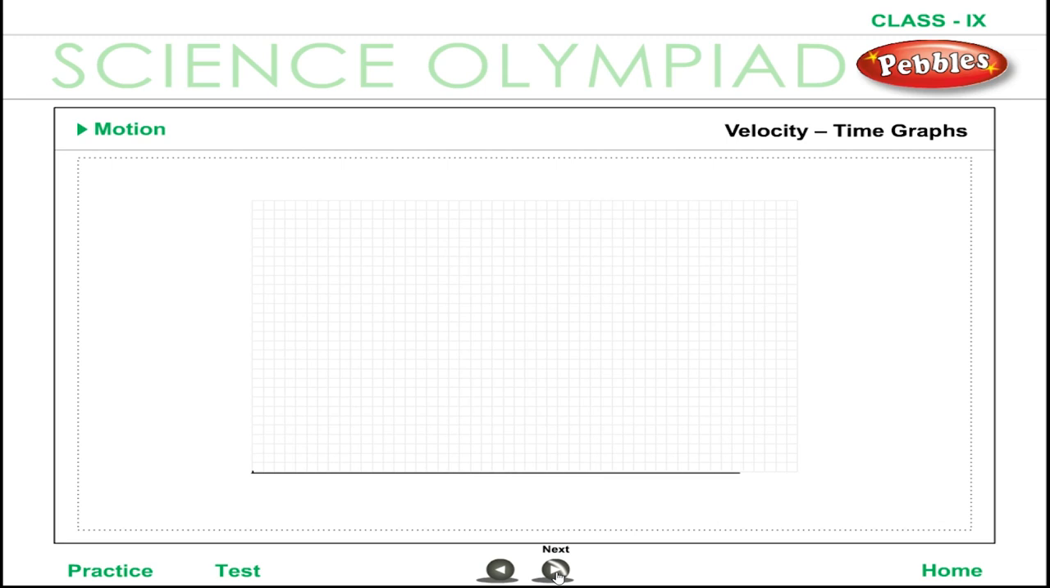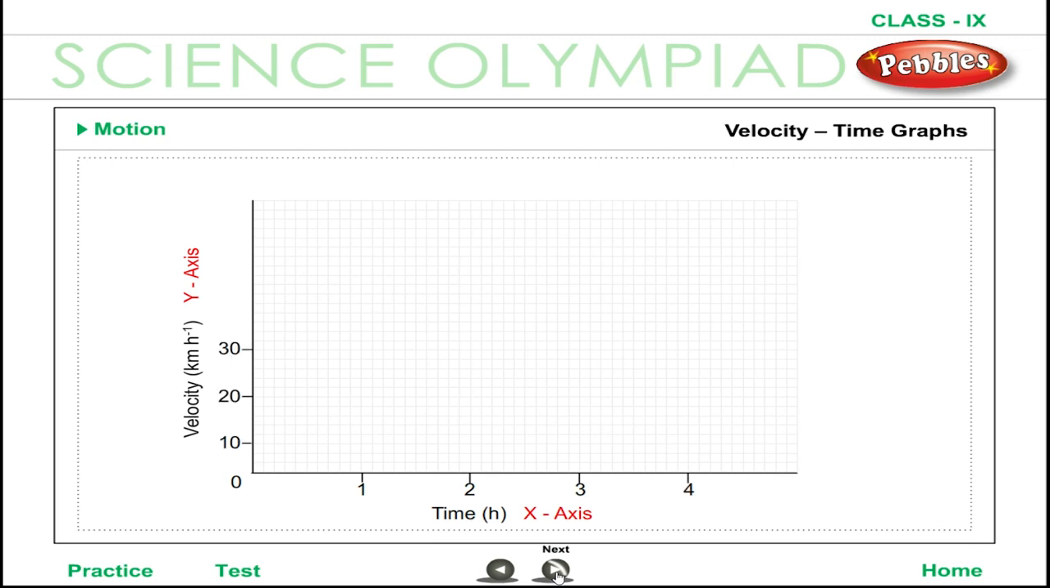Velocity time graphs. In this graph, time is represented along the x-axis and the velocity is represented along the y-axis. If the object moves at uniform velocity, the height of its velocity time graph will not change with time. It will be a straight line parallel to the x-axis.